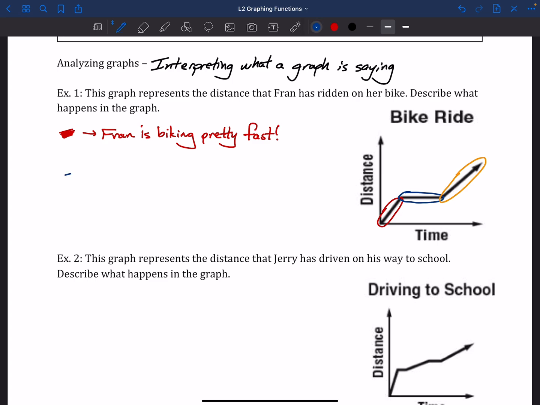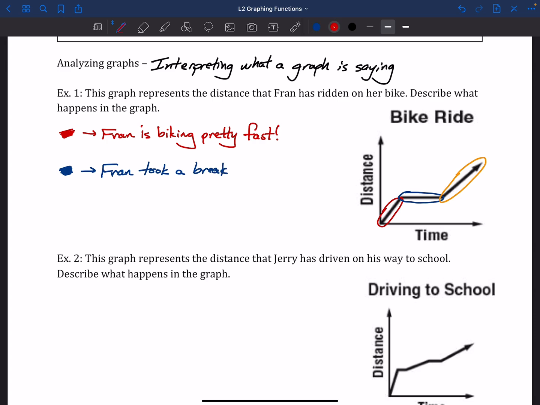Then we get to that blue piece where it flattens out. This is a common thing in a lot of these types of graphs, where it's flat. If it's flat, time is still passing. We're still moving further to the right, but I'm not going anywhere. The distance is staying the same. So if the distance is staying the same, then that must mean that she probably took a break. So Fran took a break.